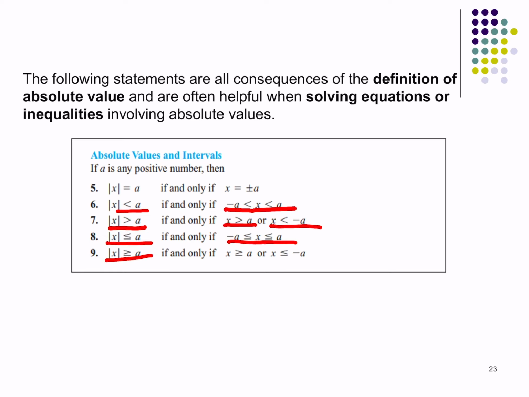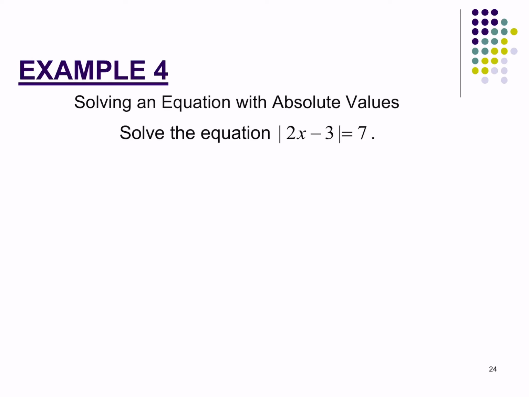And the last one, the magnitude of x is greater than or equivalent to a if and only if x is greater than a or x is less than or equivalent to minus a. So that's it, the 5 different rules for the absolute value and the interval. Okay, so let's see the example here.